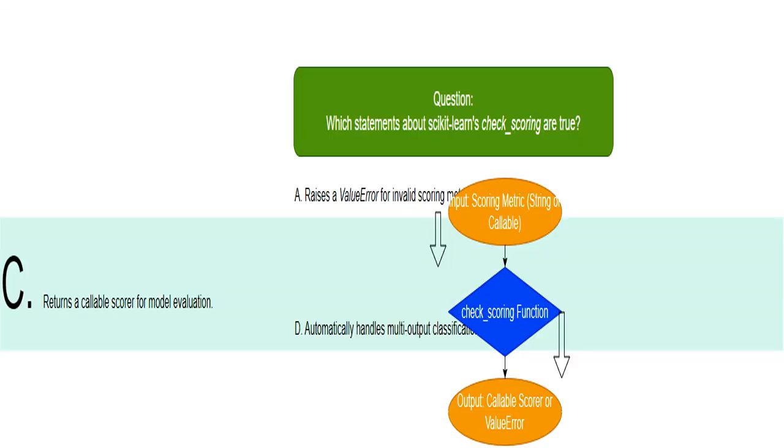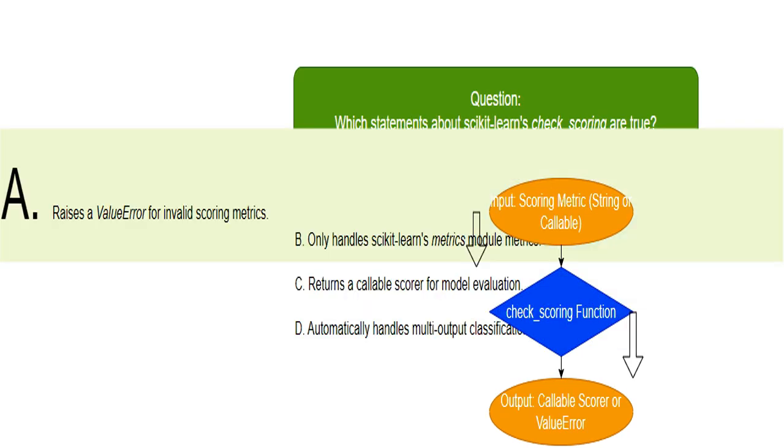This statement says _check_scoring gives us a function we can use right away in other scikit-learn parts that evaluate our models, like _cross_val_score. Think of it as giving you a ready-to-use tool after checking its quality. This statement suggests that _check_scoring only accepts scoring metrics from scikit-learn's built-in metrics module. We'll investigate if this limitation is true or if it's more versatile.